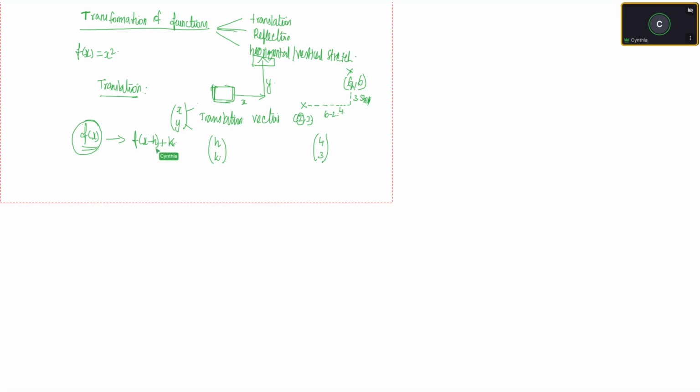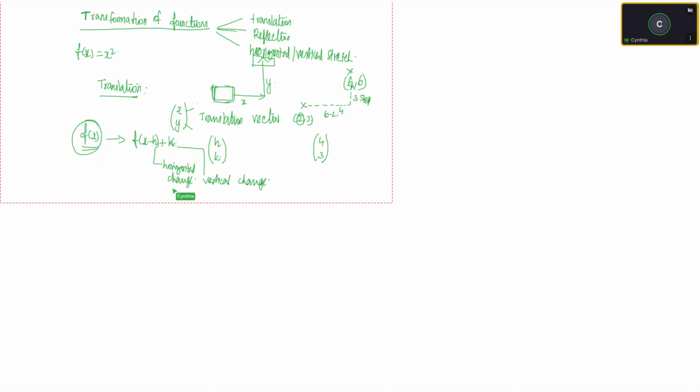Okay, this is the horizontal, and k is the vertical. Horizontal change. Okay, this is the vertical change. So the function f of x will become f of x minus h plus k. So you should understand that. This is the basic function. Okay, so this is horizontal change.